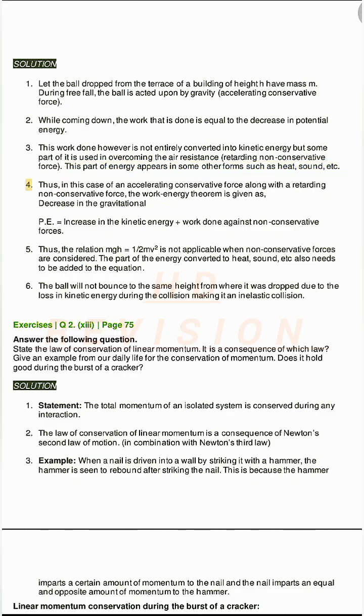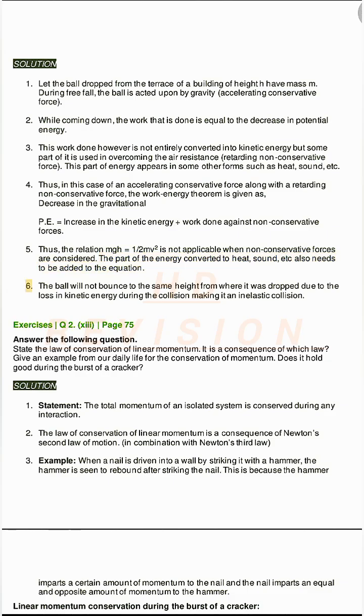4. Thus, in this case of an accelerating conservative force along with a retarding non-conservative force, the work-energy theorem is given as: decrease in the gravitational PE equals increase in the kinetic energy plus work done against non-conservative forces. 5. Thus, the relation mgh = 1/2 mv² is not applicable when non-conservative forces are considered. The part of the energy converted to heat, sound, etc. also needs to be added to the equation.